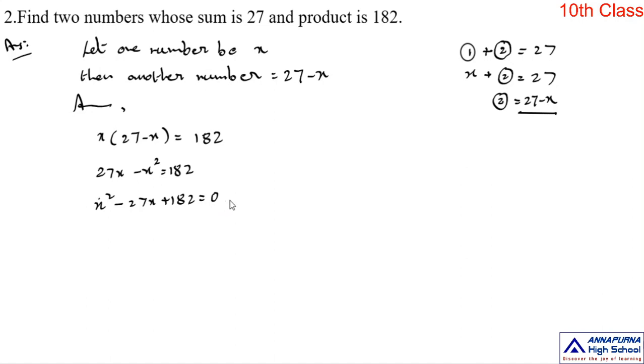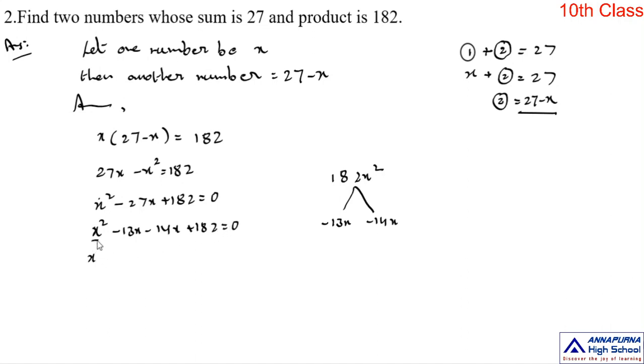Now solve this quadratic equation by factorization method. So multiply the constant and x square term. Here constant is 182, so 182 x square, and find the factors whose sum is equal to minus 27x. Here the two factors are minus 13x and minus 14x. Then split the middle term, minus 27x, as minus 13x and minus 14x. So x square minus 13x minus 14x plus 182 is equal to 0.